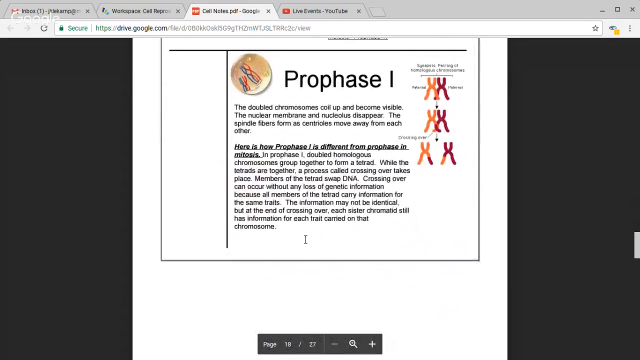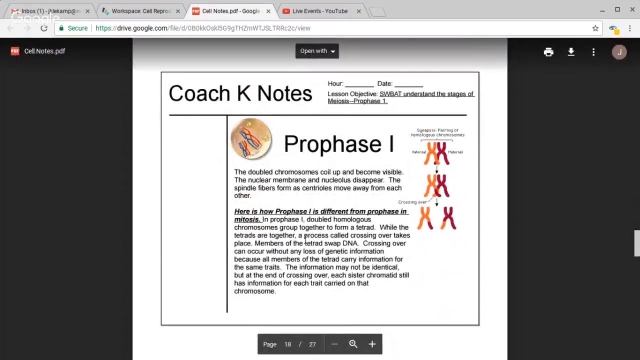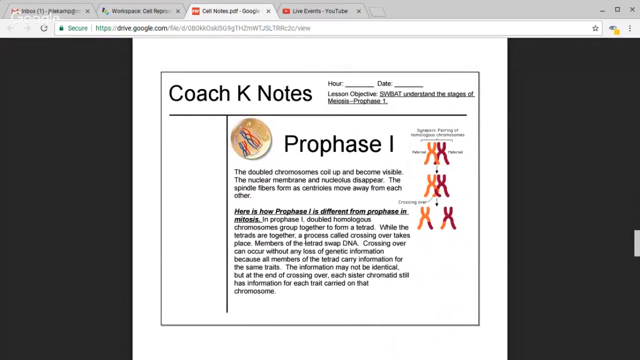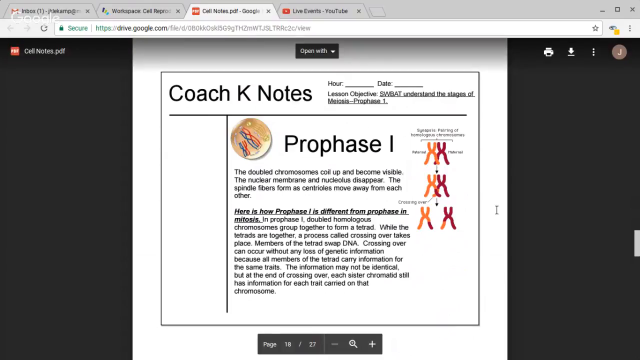So the big thing that you're going to see is a lot of these stages look the same. It's just we have some more breaking down happening. The big phase that's different in meiosis and mitosis is that this prophase 1 through telophase 1, we are looking more at a crossing over area.